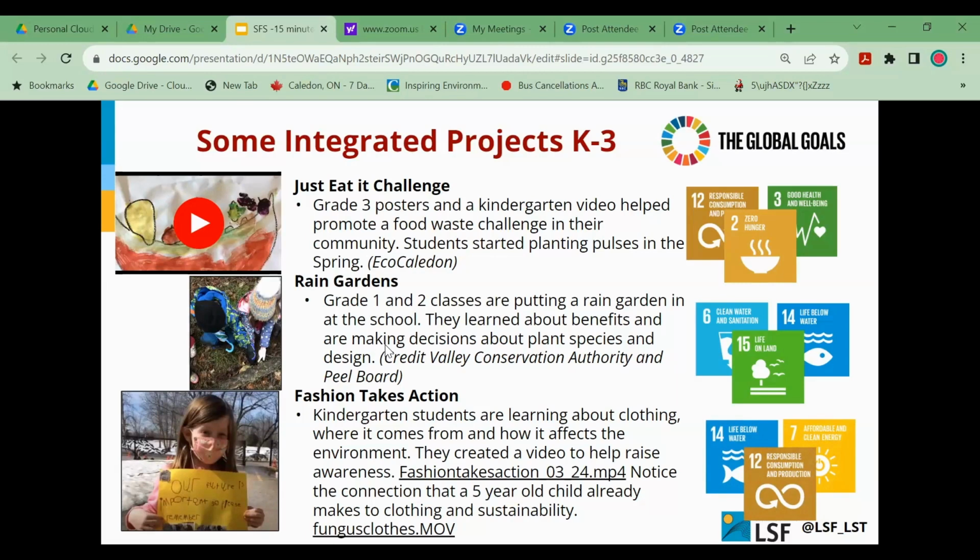In another project, they connected with a group called Fashion Takes Action. This allowed kids to look at what they wear and how this industry of fashion has sustainability opportunities. And it enabled them to share their learning once again in a video linked here with their parents and fellow students, thus putting legs on their learning. Have a look at it later.